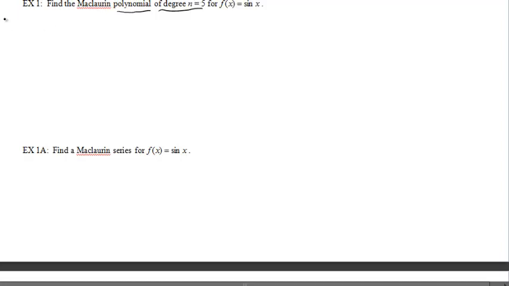So just kind of organized work over here. It's Maclaurin, so I'm going to evaluate the function and all of its derivatives at c equals 0. So sine of 0 is 0. All right, let's find f prime of x, cosine x. So f prime is 0. So the cosine at 0 is 1.